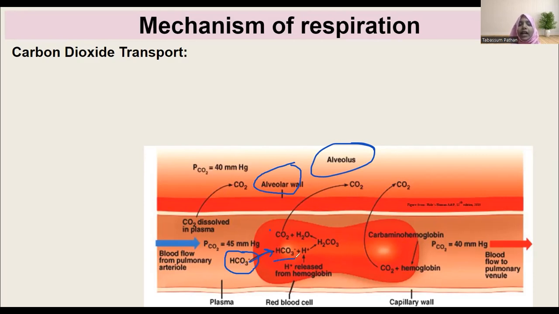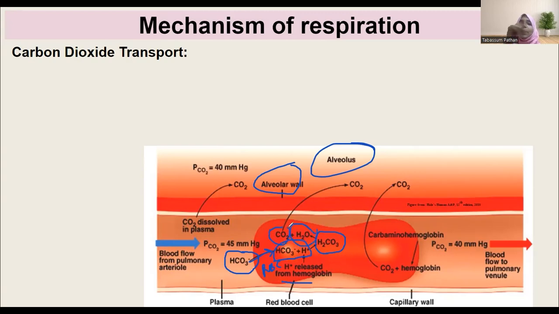Then it will bind with H plus again, which was released from the hemoglobin in the red blood cell. It will re-enter the RBC, so from the plasma it will go into the RBC and combine with H plus. Carbonic acid will be formed. Carbonic acid, with the help of the same enzyme, will now form water and carbon dioxide.